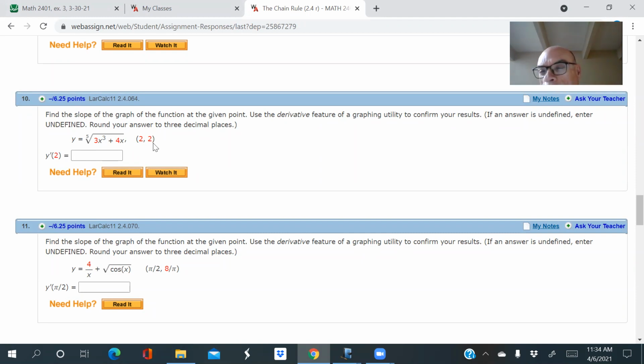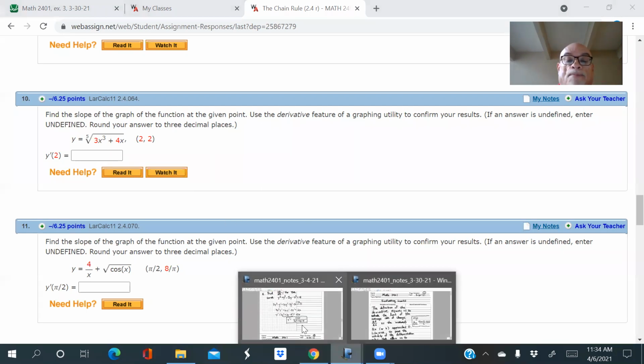So we have to find the derivative of this function, and we have to evaluate that derivative at x equals 2. The y coordinate here is kind of meaningless to us. We would use that if they were asking us to find the equation for the tangent line at this point, but we're not asked for the equation, just the slope of the tangent line. So all we need is the x coordinate here, which is 2, but we do need the derivative. So let's see if we can do that.